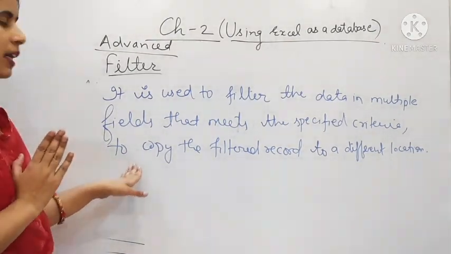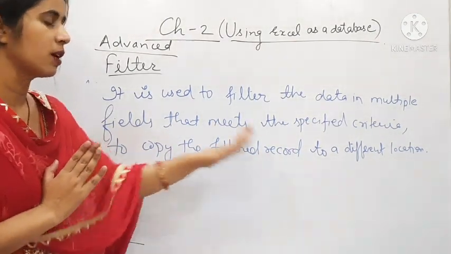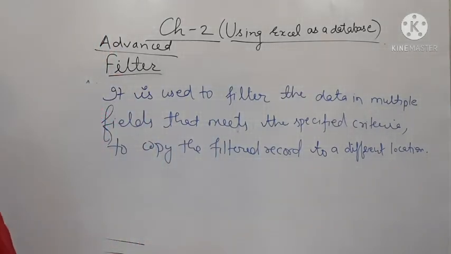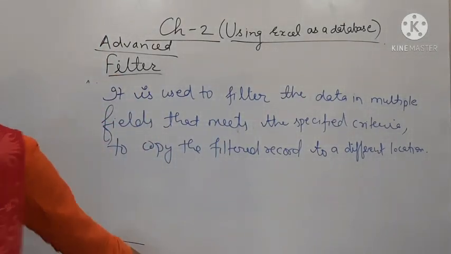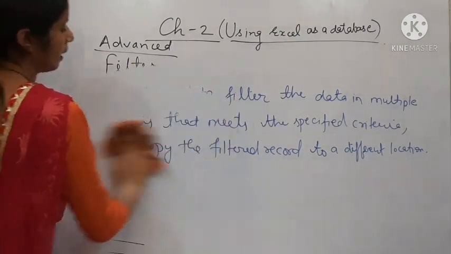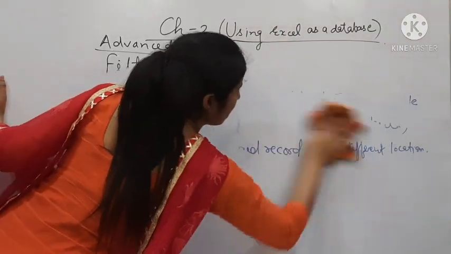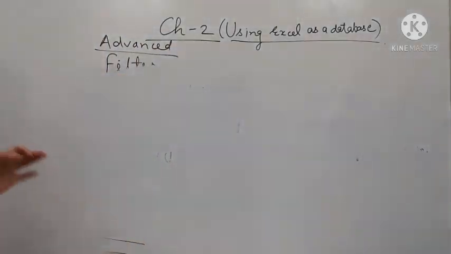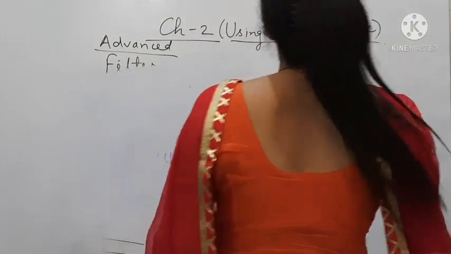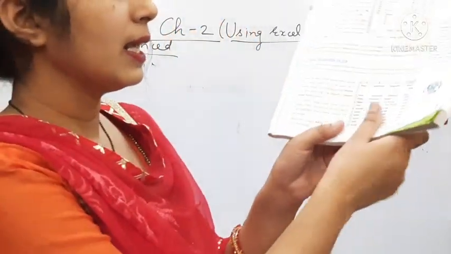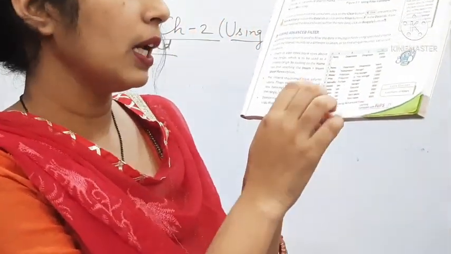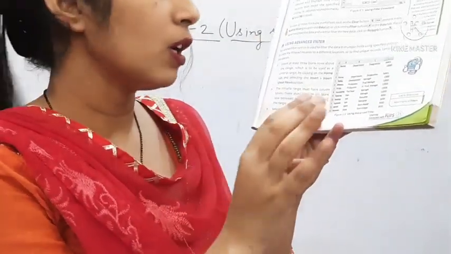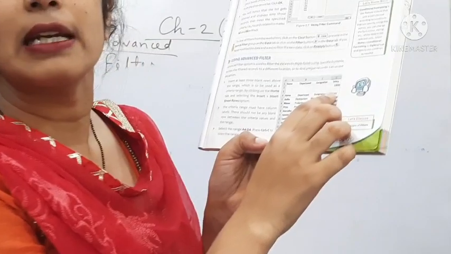And how are we doing it? We are copying the record that we have filtered to a different location. Okay, suppose we have a table. Explaining it would waste time, so I should take the book so that you can understand. Here you are seeing this is a record. Anika to Ramesh, they have made 4 columns: name, department, designation and salary.